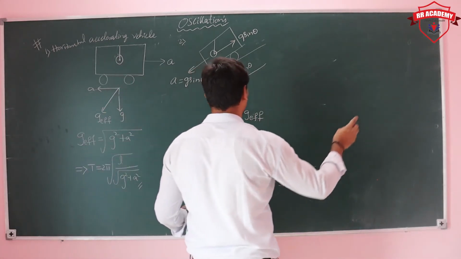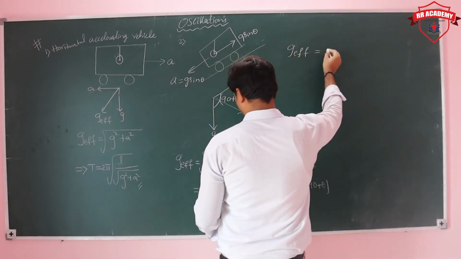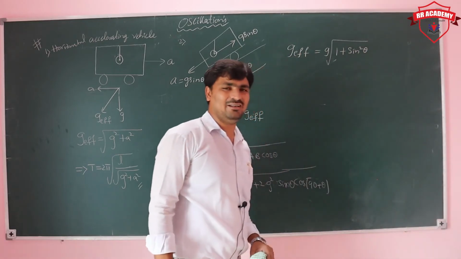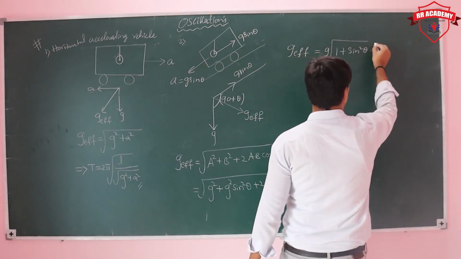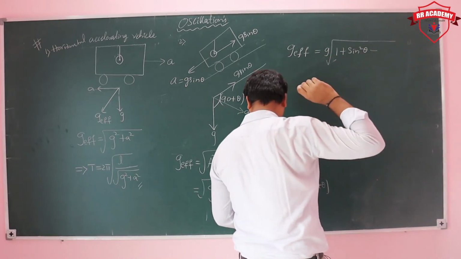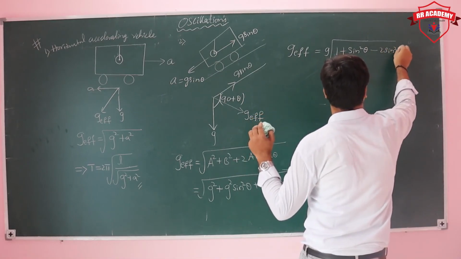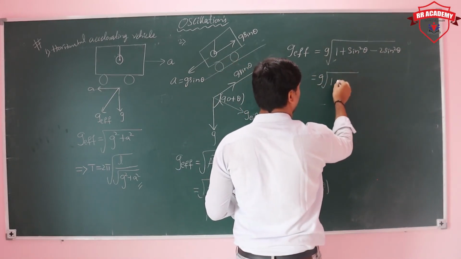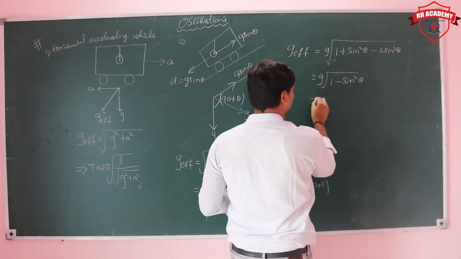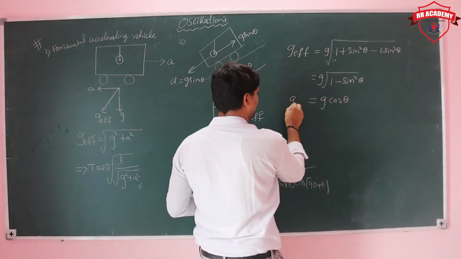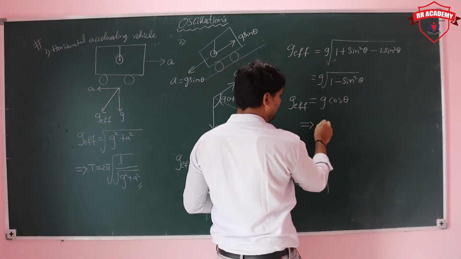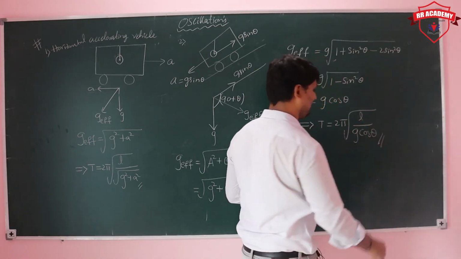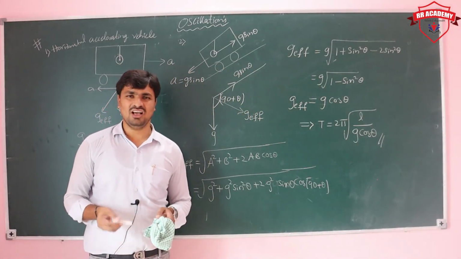So you can see what you have finally. g effective, taking g square common, is 1 plus sin square theta minus 2 sin square theta. So sin square theta minus 2 sin square theta gives 1 minus sin square theta, and 1 minus sin square theta means cos square theta. So g effective is g cos theta. Then the time period T equals 2 pi into under root L by g cos theta. It is not g sin theta. It is g cos theta.